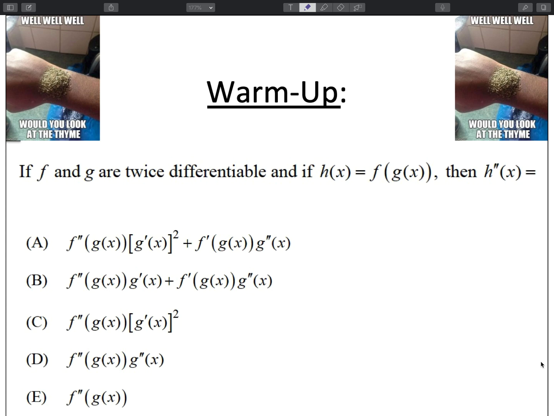So just like we did the videos last week, if you want to start with this warm-up, we can pause the video, give everybody a chance to try it and see what happens. So if f and g are twice differentiable, and if h is defined as f of g, then what is h double prime of x? So if you can pause the video, give everybody a chance to try it. Which one of these answer choices are you going with?